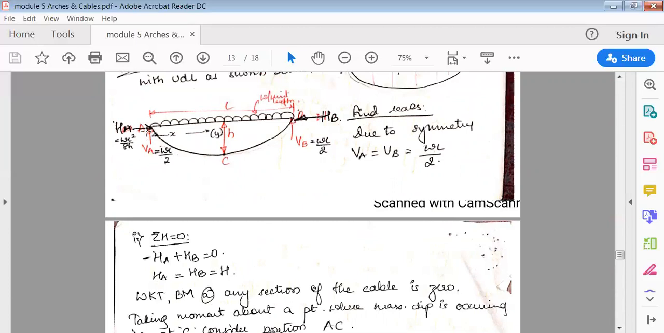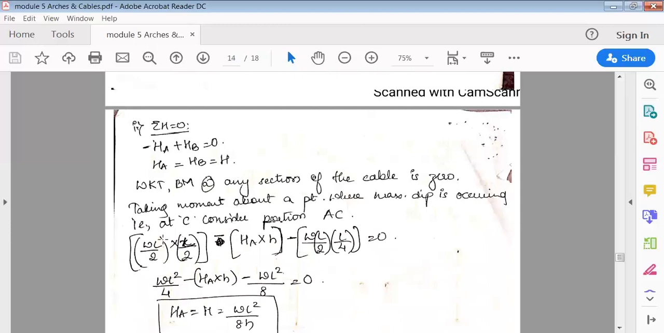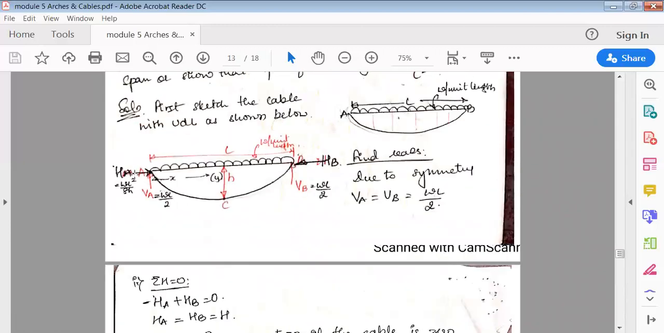So WL by 2 into L by 2. Next, now HA. Now check this. HA is going like this. See here, VA is going in this direction, right? Now HA. We have assumed it is acting to the right side like this. So it has to reach C.